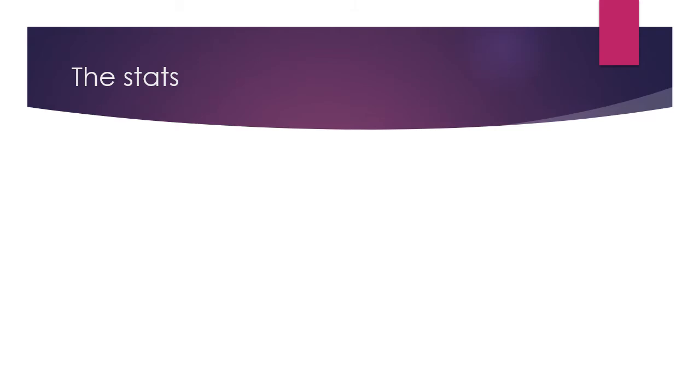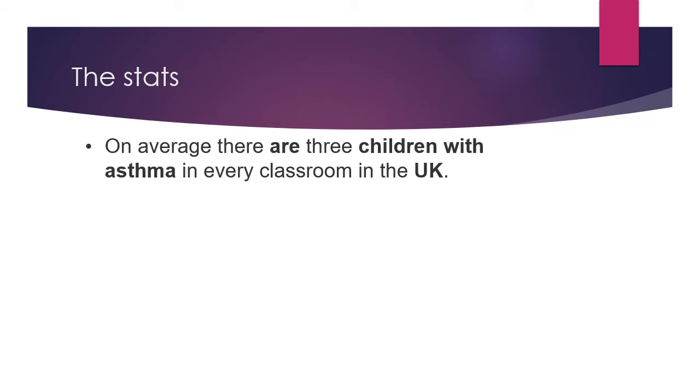So the first one was about how many students in our school would have asthma. On average, there are 3 children with asthma in every classroom in the UK. Just picture yourself in your classroom. If it's a class of 30, on average, there are 3 children. So that's 10%, which would be 10% of your year group. If there are 250 students in your year group, which I know some of your year groups have got that many students, then there'd be 25 students in that year group that would have asthma.